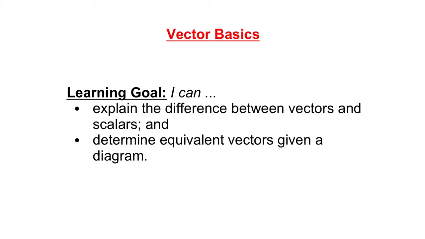Velocity is an example of a vector, and so this unit is all about vectors. And so this lesson is the basics of vectors. By the end of this lesson, hopefully you'll be able to explain the difference between vectors and scalars. So I'll talk about what that is. And then you should be able to determine equivalent vectors given a diagram. So I'll go through some terminology, some examples, and hopefully by the end you'll be able to do these things.